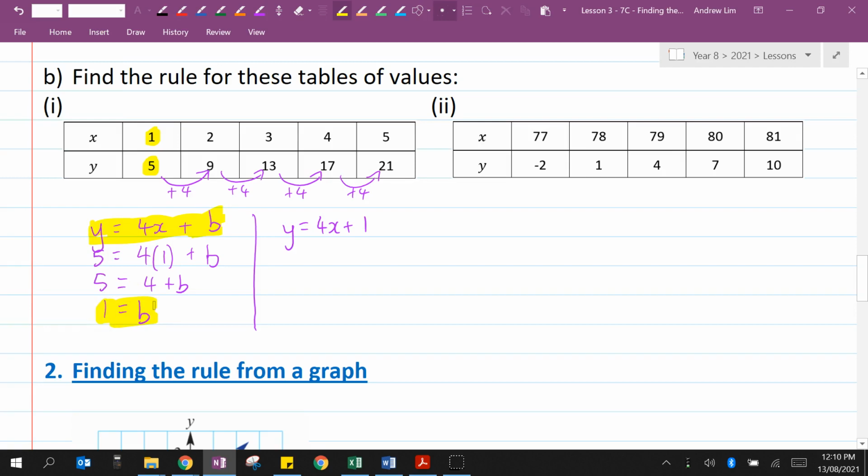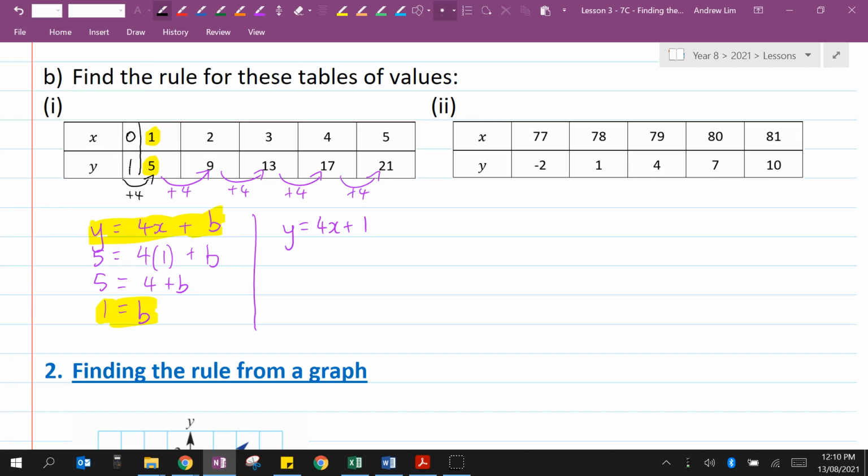Now you might be thinking, why did I do that? Couldn't I have just drawn a 0 here and then followed the pattern? What number plus 4 equals 5? It has to be 1. Yeah, you could do that. But let's have a look at question 2.